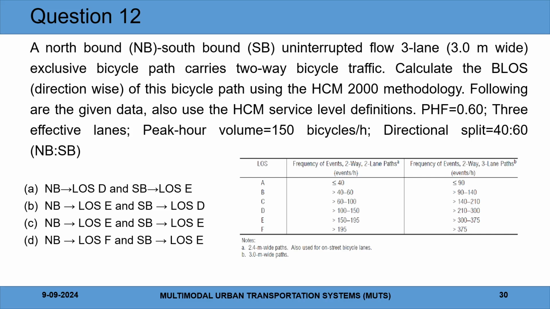Next one: a northbound, southbound, uninterrupted flow, 3-lane, exclusive bicycle path carries two-way bicycle traffic. Calculate the bicycle level of service of the bicycle path using HCM 2000. The data given are peak hour factor 0.6, 3 effective lanes, peak hour volume 150 vehicles per hour, and the directional split is given as 40:60. And the level of service for A to F is given.